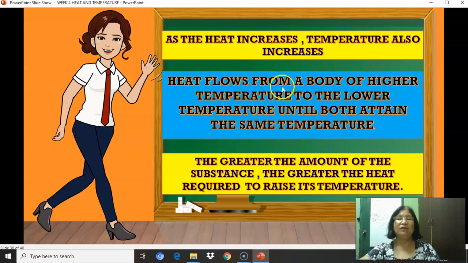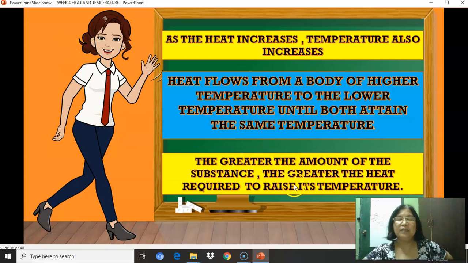Next, heat flows from a body of higher temperature to the lower temperature until both attain the same temperature. So sabi natin, the direction of the flow of heat energy will always come from the higher temperature going to the lower temperature. So, kung meron kang hawak na ice cube sa kamay, okay, bakit natunaw yung yelo? Saan nanggaling ang heat? Nanggaling yun dun sa kamay mo. Okay? Kaya natunaw yun. Pag kumuha ka ng isang pitcher ng malamig na tubig na may ice at inilabas mo sa ref, after a few minutes or hours, makikita mo bakit siya uminit. Ganon din ang explanation nun.